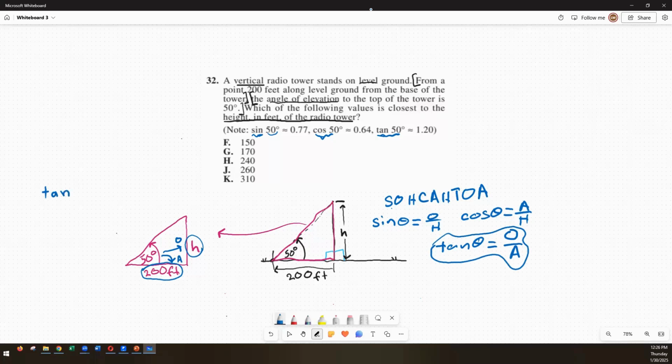So I can say that tangent of 50 degrees is equal to the length of the side opposite of 50 degrees, which is h. Hey, the thing I wanted to find. This is looking good. Divided by the length of the side of the triangle that's adjacent to the 50 degrees, which I was told is 200 feet.